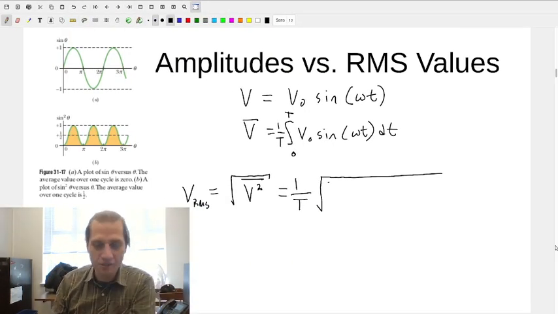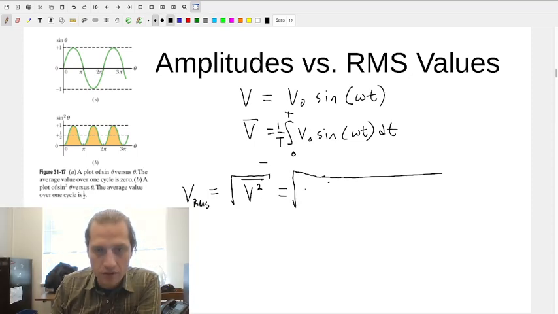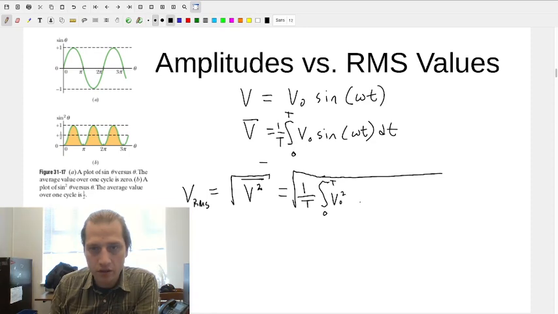As soon as I wrote that down, I thought to myself, I'm going to get in trouble with units here. So let's just be careful. We're taking the square root of the average of V squared. So by the average, I'm going to take 1 over T times the integral from 0 to T. And now I'm going to square all of this. So it's going to be V naught squared times sine squared omega t dt.